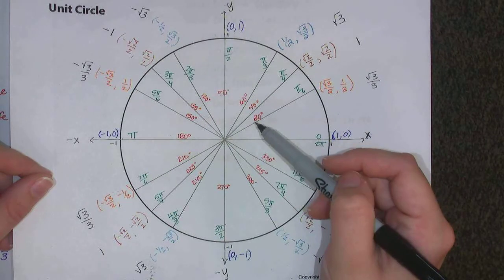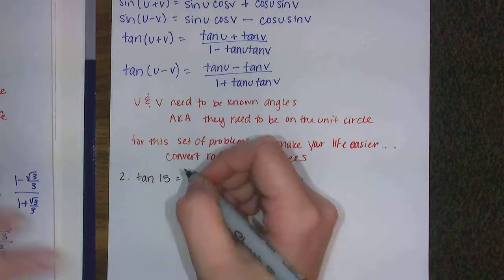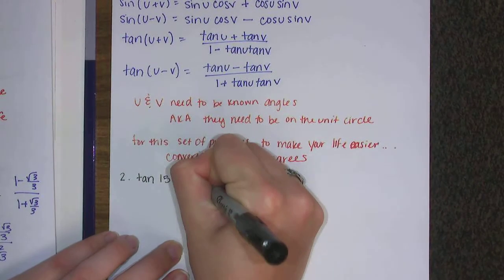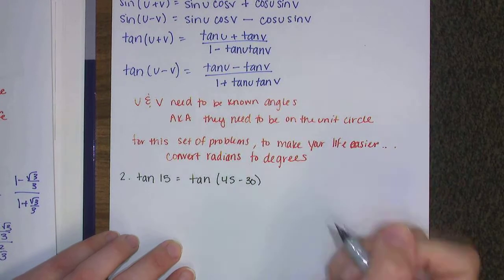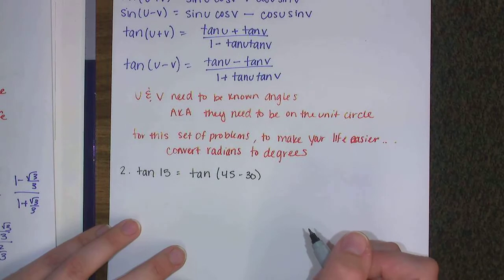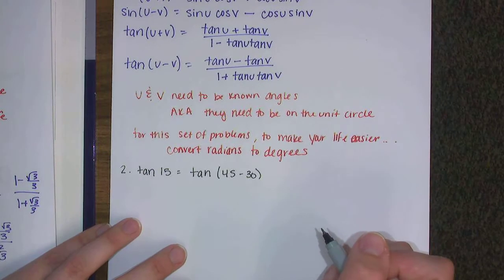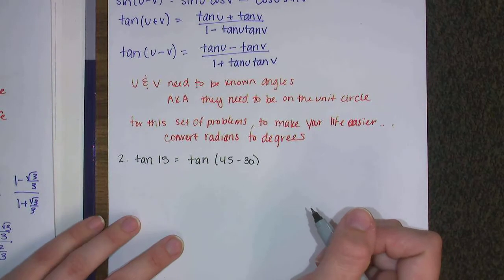So, it's going to be the tangent of 45 minus 30. And notice I'm not really writing in the degree symbols. Okay, you can if you want to. I'm not going to take off points or anything if you don't. So overall, just write down the numbers. Okay, so 45 and 30, two numbers that we know.